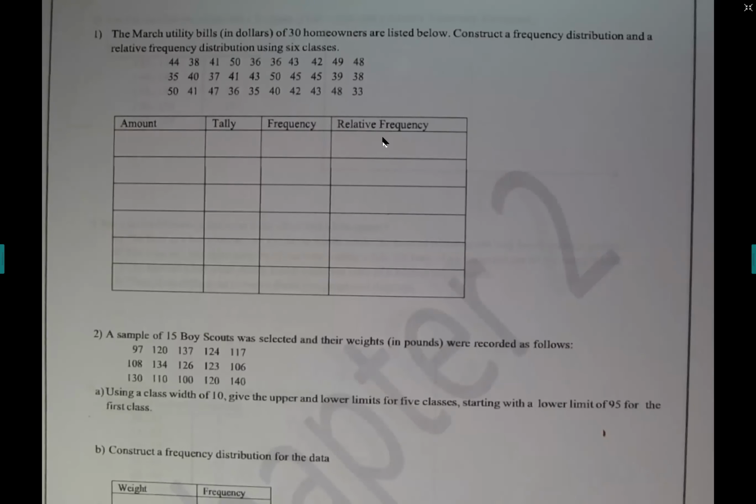It says that the March utility bills in dollars of 30 homeowners are listed below. Construct a frequency distribution table, which I'm going to explain what we mean by constructing a table. To construct a table, we need to organize the data that you have here. These are the bills in dollars per month. We need to display them in a way that will look nice and be easy to represent. One way to display data is called a frequency distribution table.